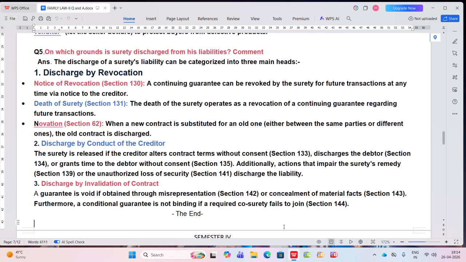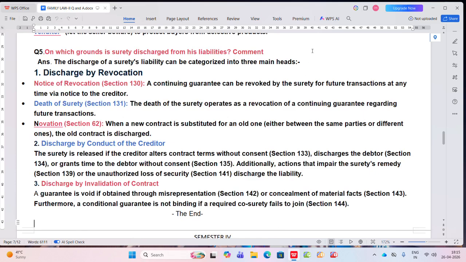Death of surety, section 131. The death of the surety operates as a revocation of a continuing guarantee. Means the guarantee is over regarding future transactions when there is death of the surety. Novation, section 62. When a new contract is substituted for an old one, either between the same parties or different ones, the old contract is discharged. And second is discharge by conduct of the creditor.